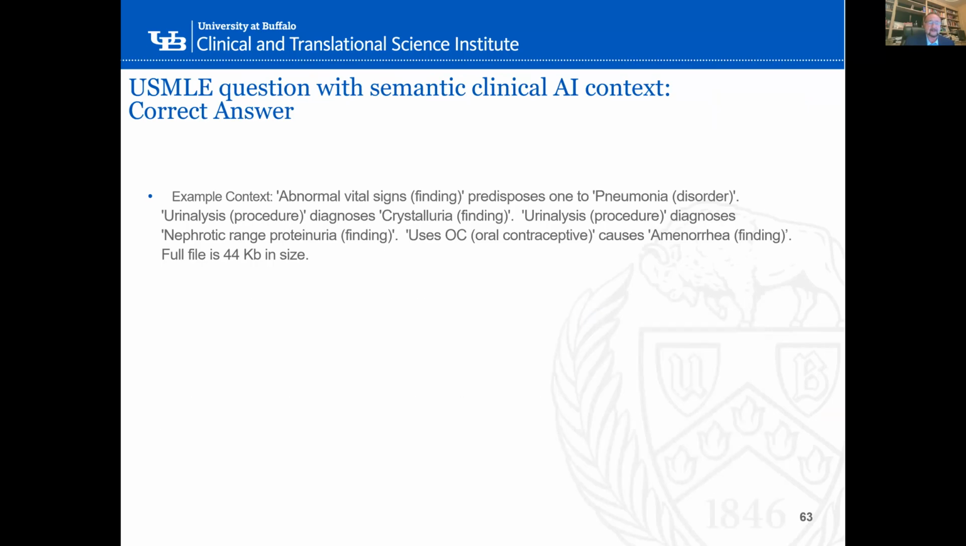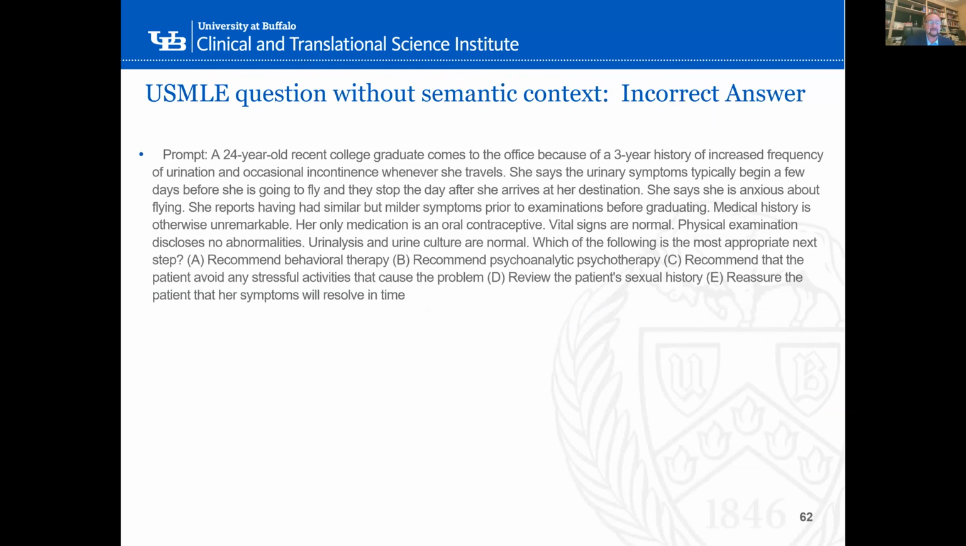So I probably should have read the case. This is a 24-year-old college graduate who comes because of 3-year history of increased frequency of urination and occasional incontinence when she travels. She says that her urinary symptoms typically begin a few days before she's going to fly, and then they stop when she arrives at her destination.